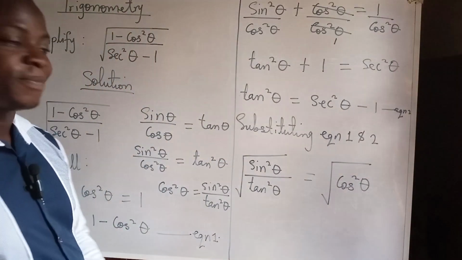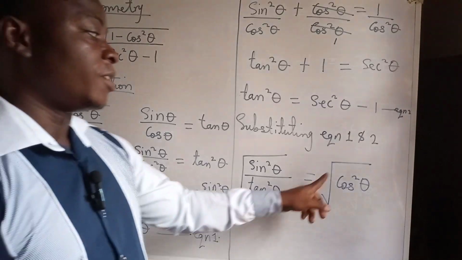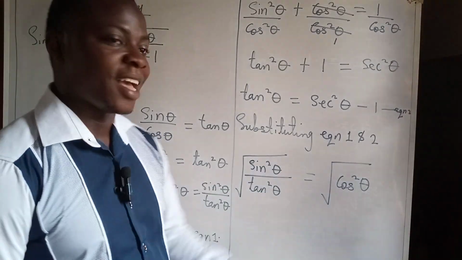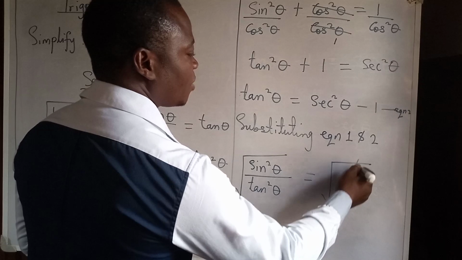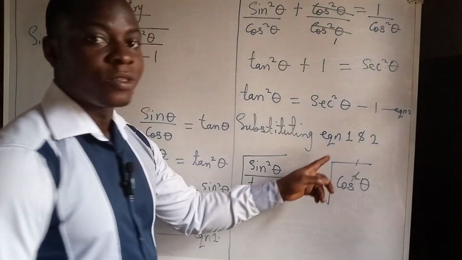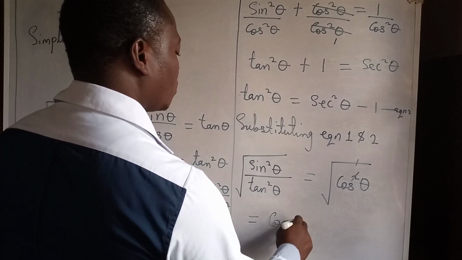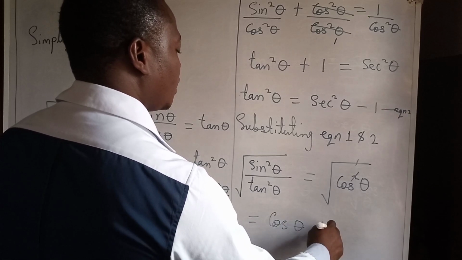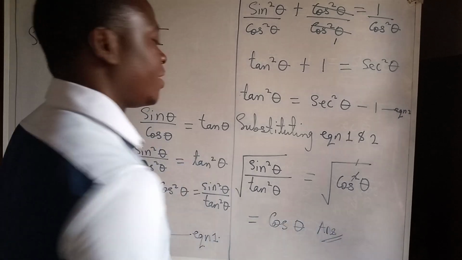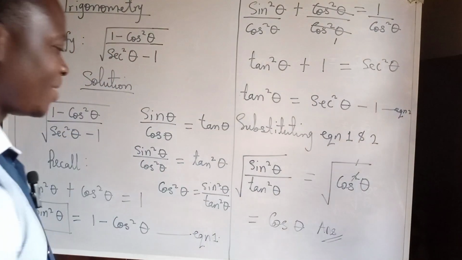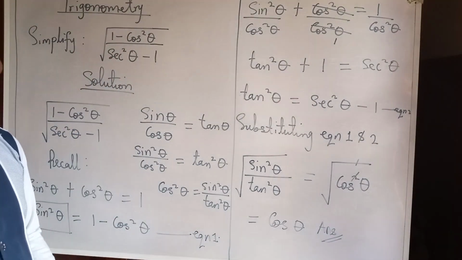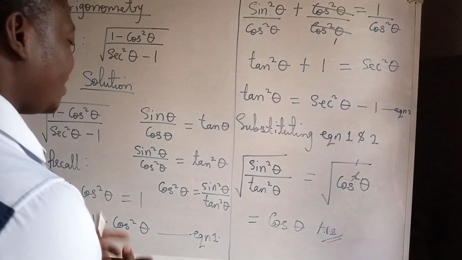So you see that this has been reduced to the square root of cos squared theta. The square will cancel the square root, so this will be equal to cos theta. And that is the answer. I'm so happy. This is very, very simple, like I said before.